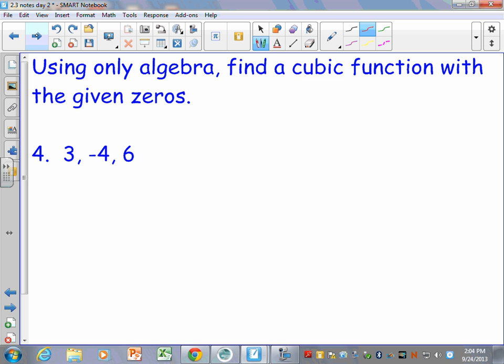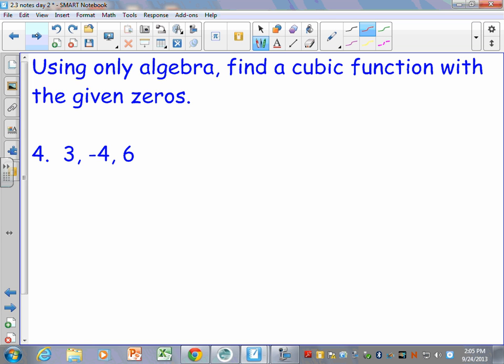Something that you did in Algebra 2 last year as well. But it's important that you're able to find a polynomial function. It makes me laugh that the directions say, using only algebra, find a cubic function with the given zeros. I don't know what else you would use. Using magic, find a function. Without using the back of the book, find a function.